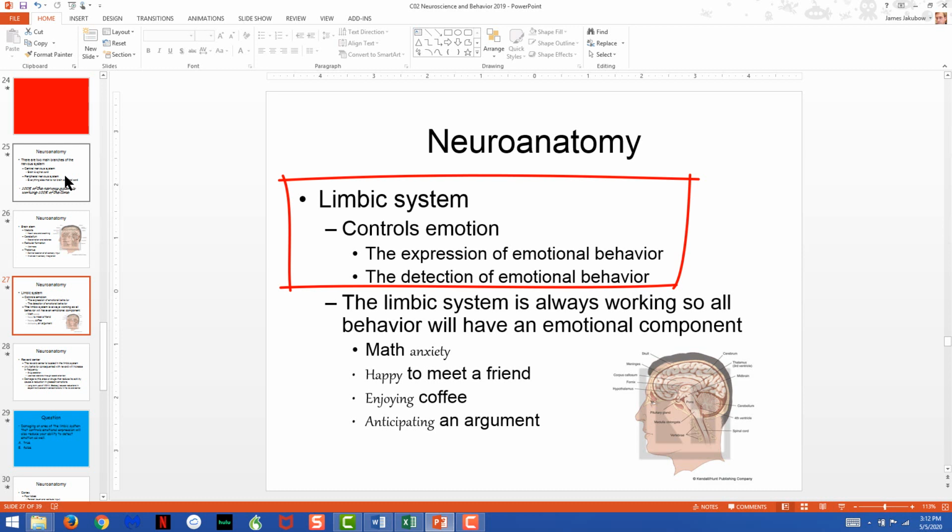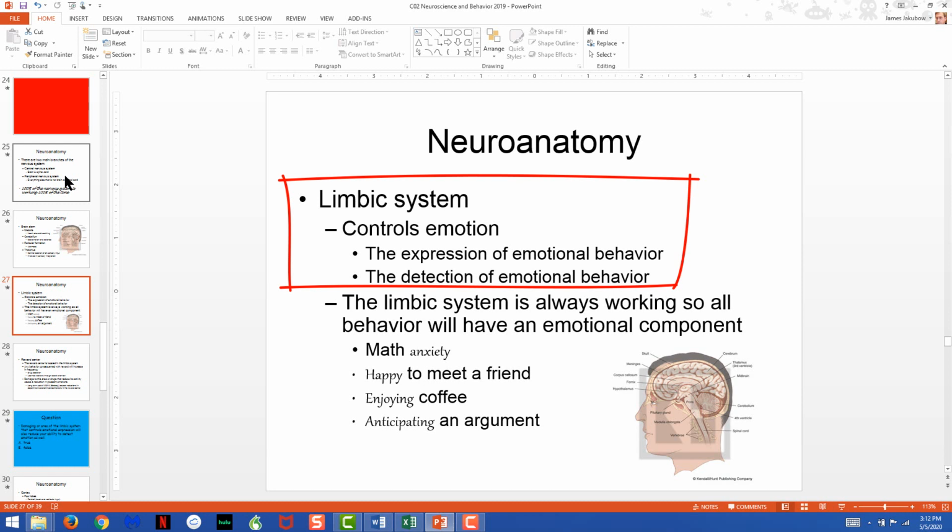And because 100% of your brain has the potential to be operating at any one time, and I pretty much can guarantee you that your limbic system is always active, you will then always have an emotional experience for every single event in your life. And it doesn't matter what it is. Math anxiety, happy to meet a friend, enjoying coffee, anticipating an argument, all of those things reflect an emotional state.